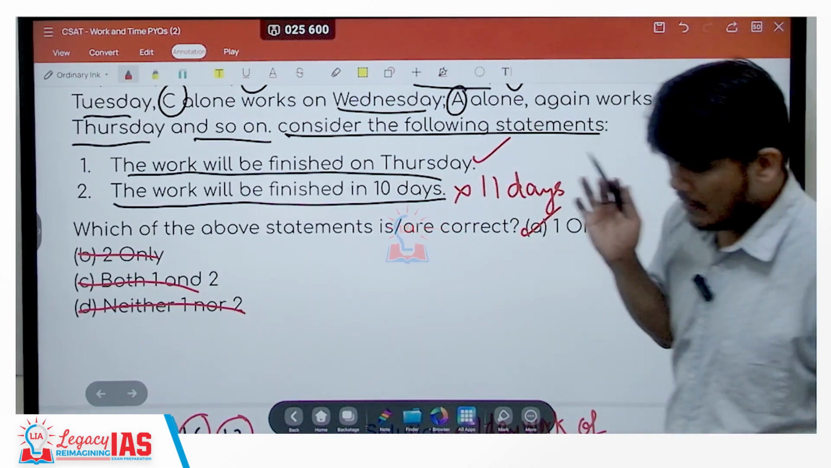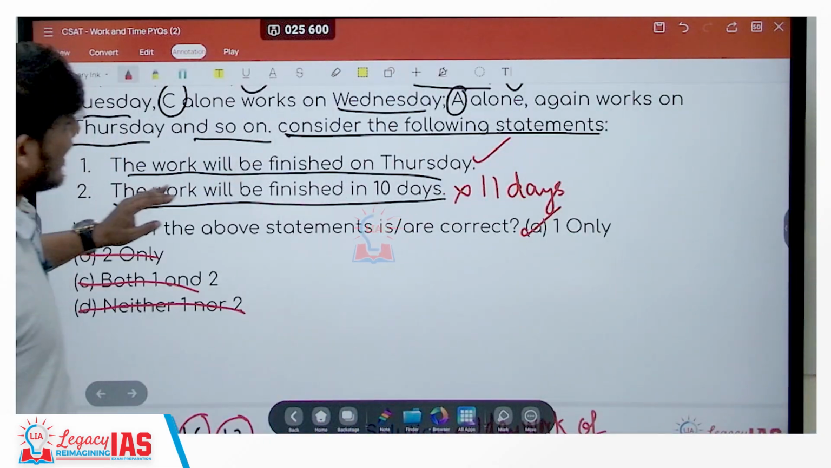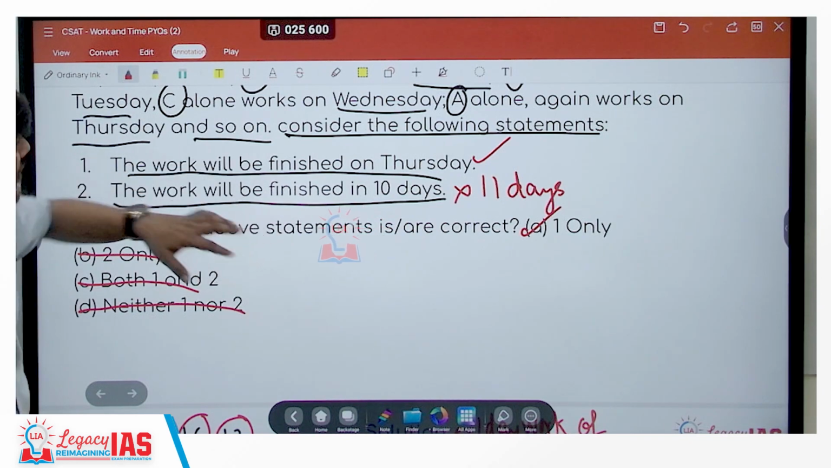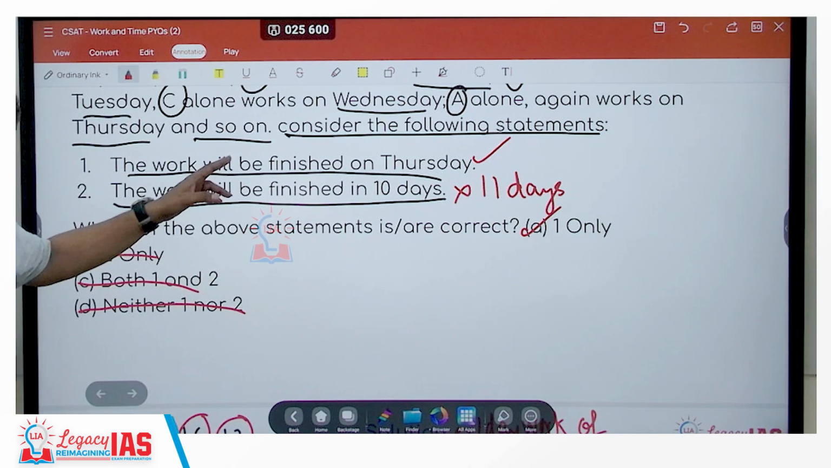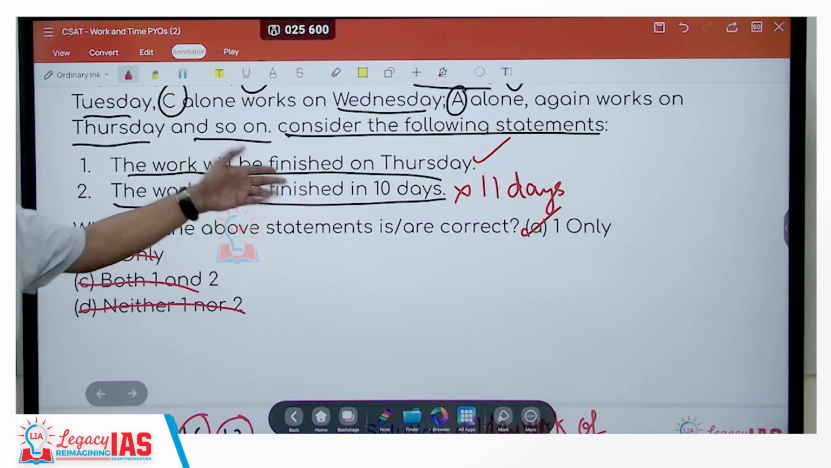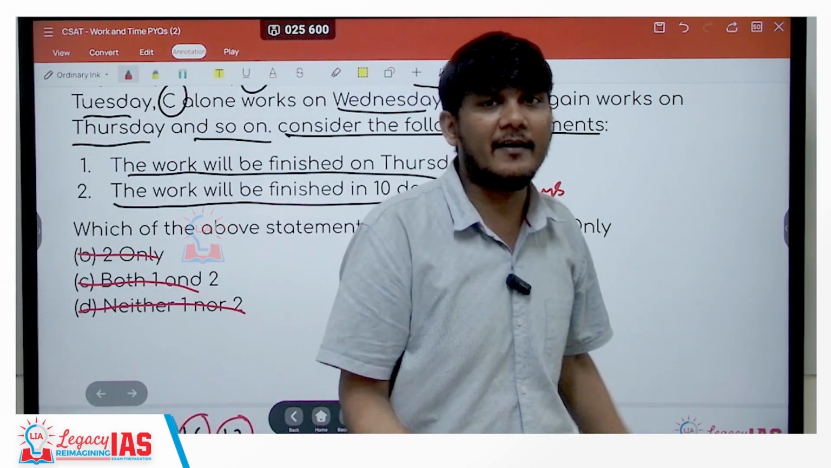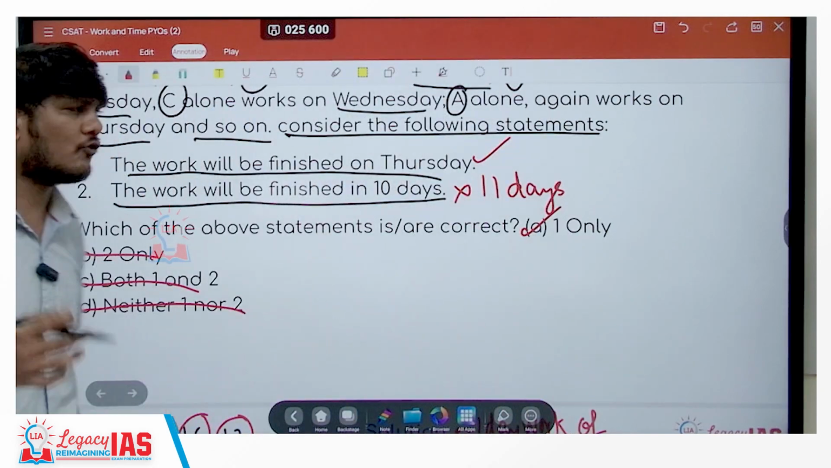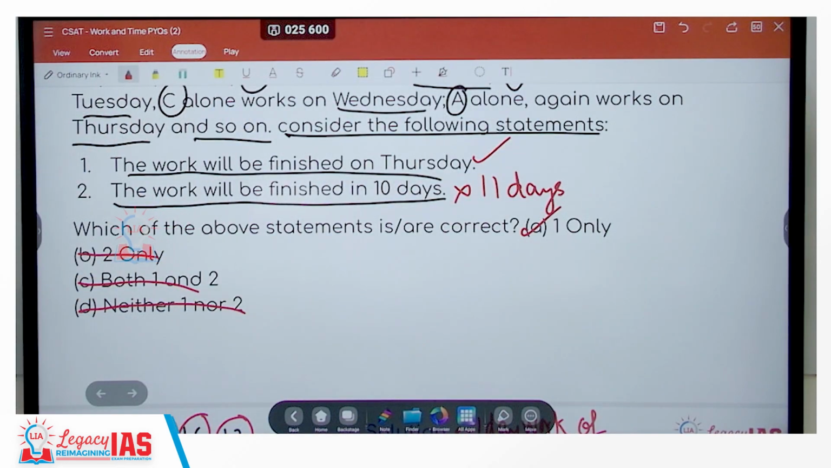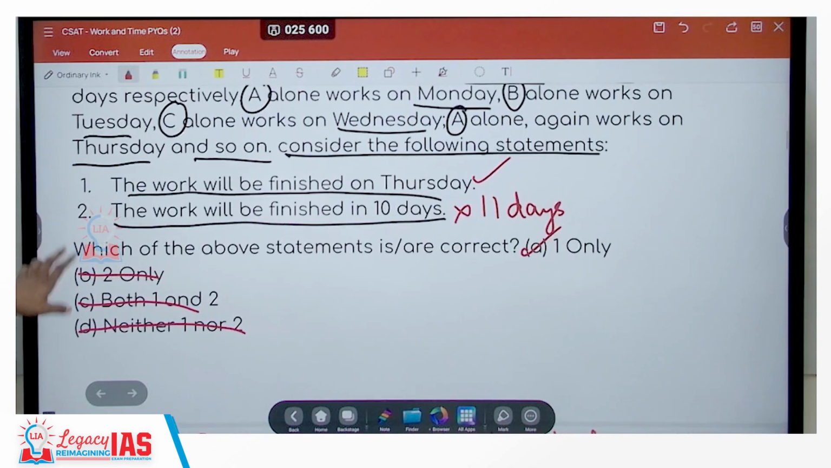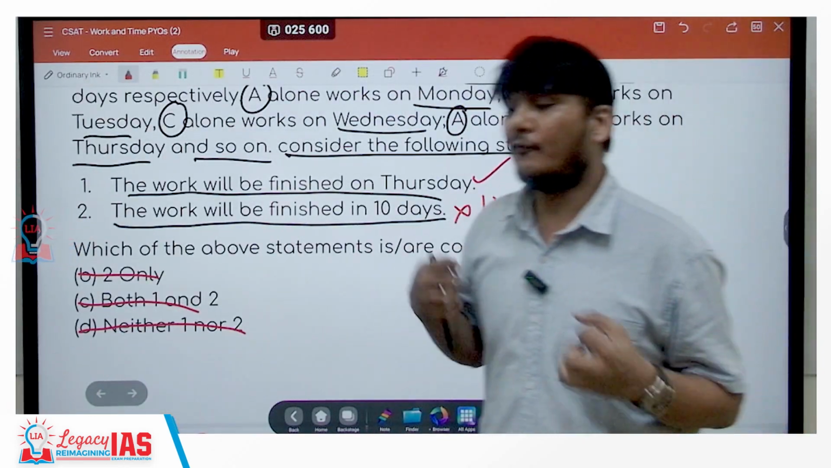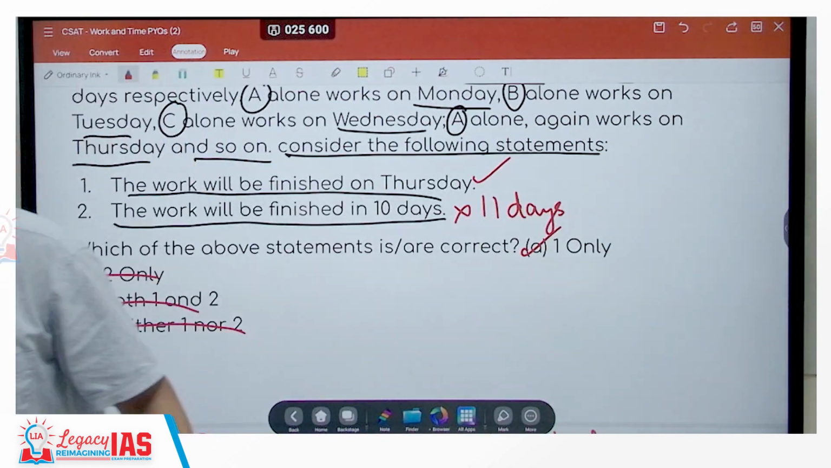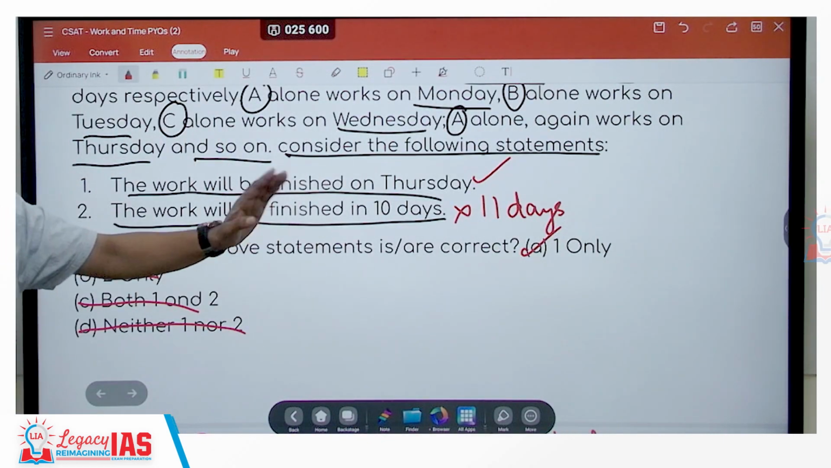A1 only. Now, this statement can anyhow be eliminated, because the 10th day is not Thursday. Thursday is the 11th day. So the option which says both are correct would have anyhow been eliminated. But still you would have been left with 3 options, so you anyhow have to solve it completely. Okay, so we have solved this one as well. It will be completed on Thursday, but a total of 11 days would be required. So the correct answer is A1 only.